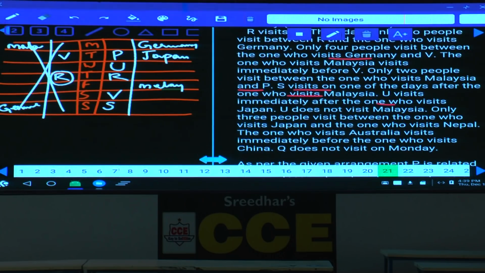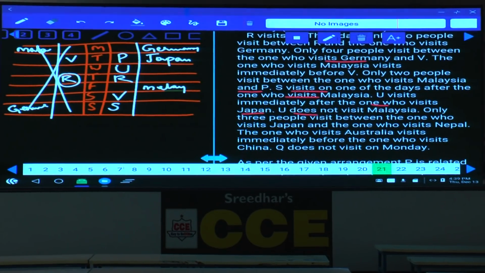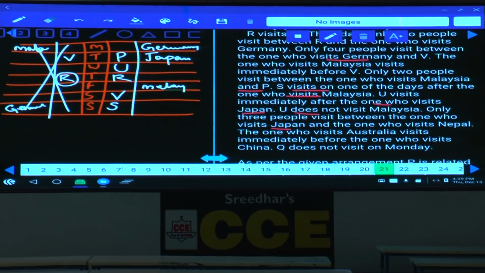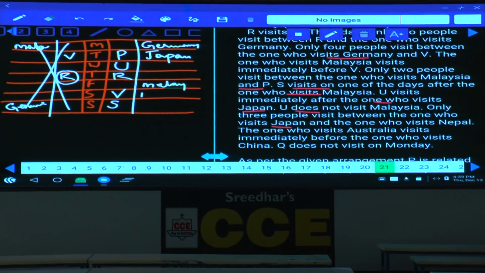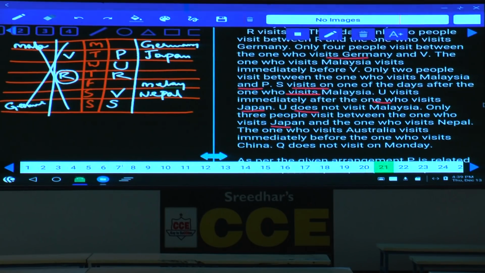Now S visits on one of the days after the one who visits Malaysia. U visits immediately after the one who visits Japan. Now U is on Wednesday, and the person who visited Japan must be on Tuesday. And U does not visit Malaysia. We have taken that information. And only 3 people between the one who visits Japan and the one who visits Nepal. Between Japan and Nepal, how many persons are there? There are only 3 persons. As the person who visited Japan is on Tuesday, Nepal must be on Saturday.